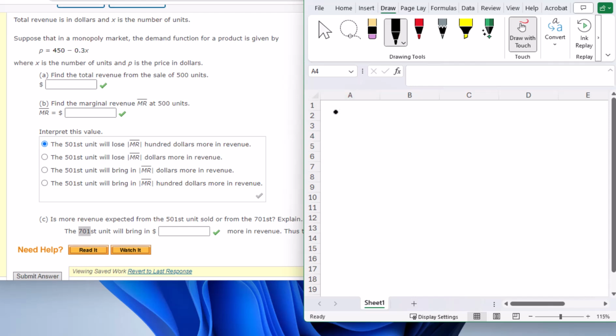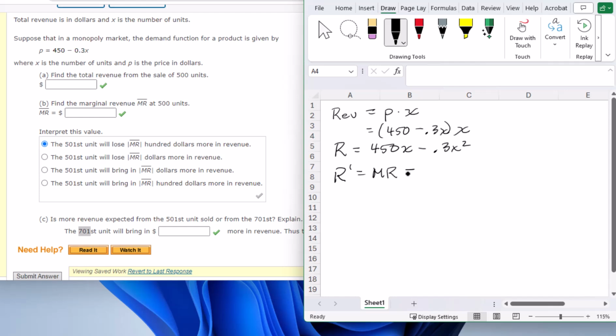Okay, so first I need to build the revenue function, which is price times units. But price is this equation, 450 minus 0.3x, and then times units, so that revenue is 450x minus 0.3x squared. Okay, so then revenue prime, which is the marginal revenue, would be the derivative, 450 minus, bring the exponent down in front, 0.6x. And we can now start to program some of this.